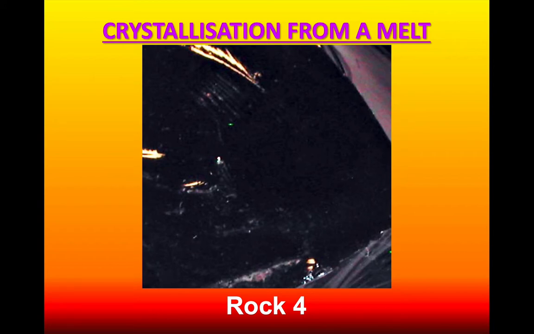Rock 4 is also an igneous rock. In this rock, there are no crystals visible at all. The rock has a dark, quite shiny surface. It resembles a lump of black glass, and the crystals can't be seen even with magnification.